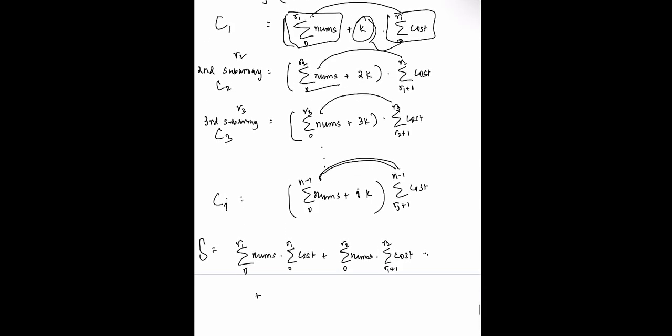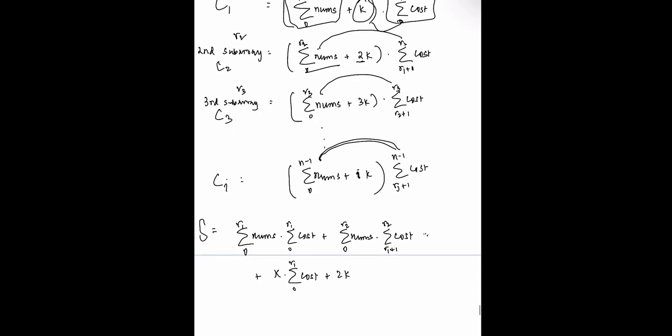So this is still not complete. So this is our, let's say, answer S. Now multiply this and this. K into cos 0 to R1 plus 2k into this R1 plus 1 till R2 cost, so on till I into Rj plus 1 and n minus 1 cost, right?